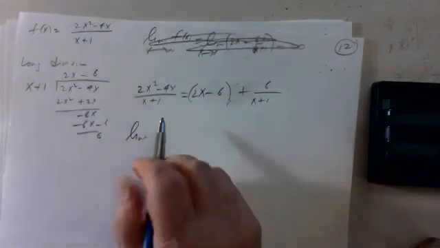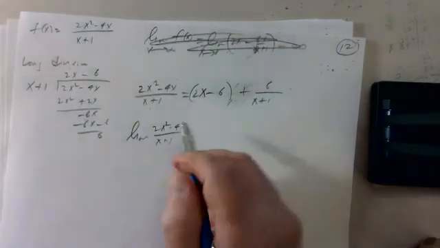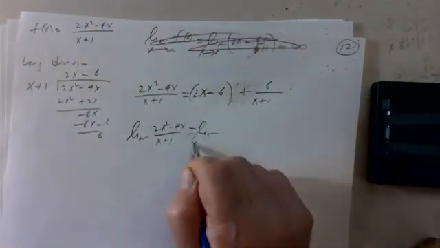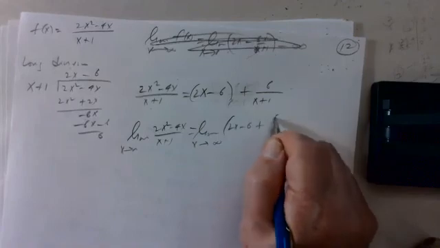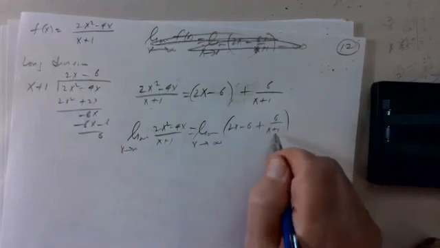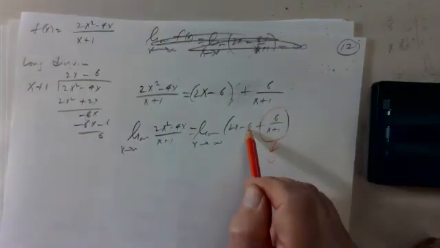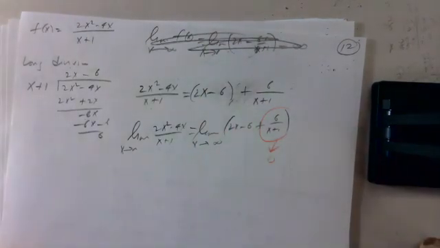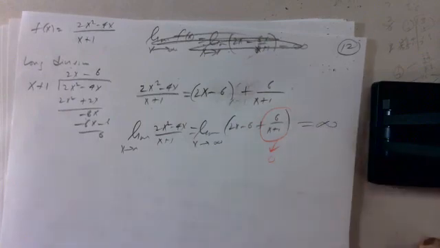So the limit of 2x squared minus 4x over x plus 1 is the limit as x goes to infinity of 2x minus 6 plus 6 over x plus 1. This piece goes to 0. This goes to -6, but 2x is going up to infinity. So the limit's infinity.